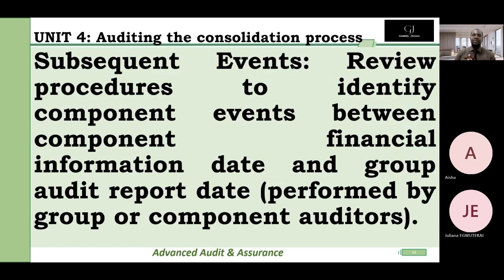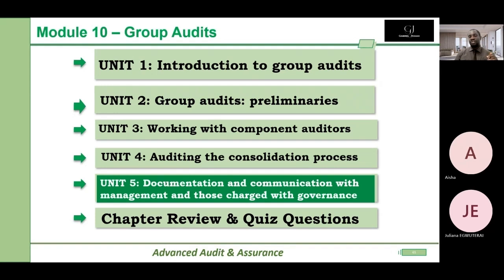So subsequent events also need to be taken into cognizance. Review procedures to identify events between the component financial confirmation date, the group audit report date, and the performance of the group, and the group and component auditors' reports, is very essential. So that speaks to the consolidation process and working with the component auditors to facilitate the reporting and ensure that they are in synergy and everything works seamlessly. Okay, so we've looked at auditing the consolidation process.